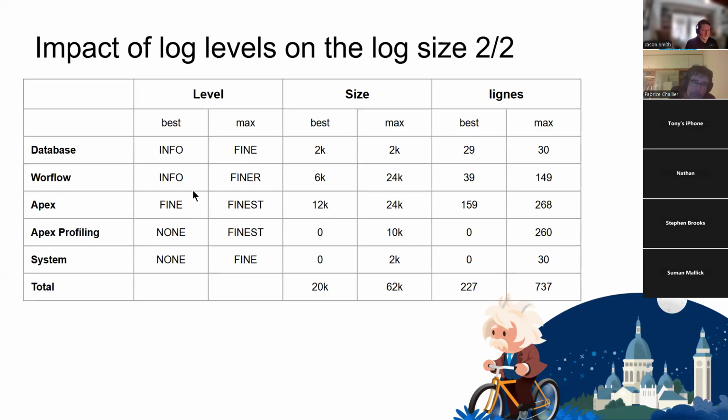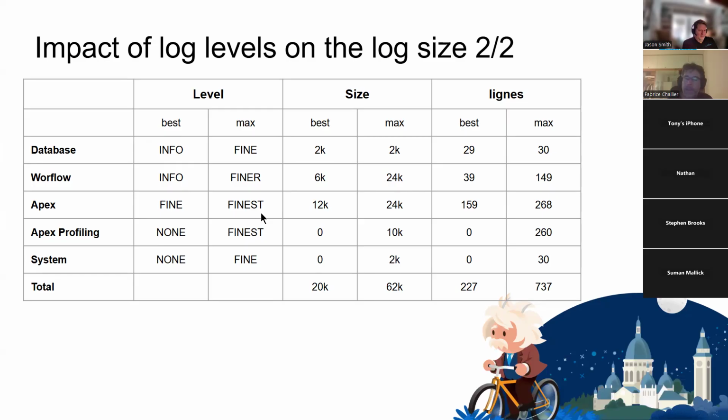If I put the debug level at what I consider to be the right level, you will have around 20K of data inside the log. If you push all the system debug levels to the maximum, you will have around 62K, which means that if you don't know what to put, try to remain at what I call the best debug level information. So your log should be really smaller than what you will have if you put everything to the maximum.